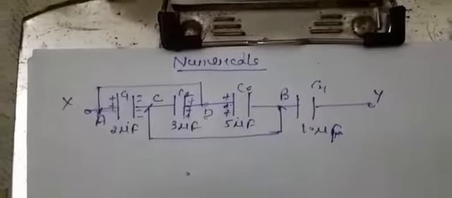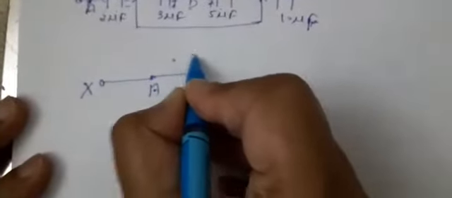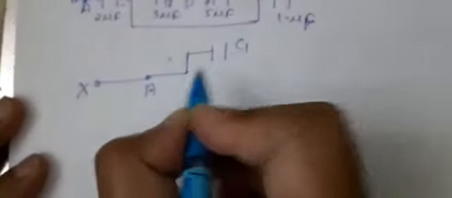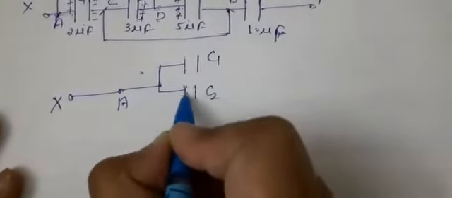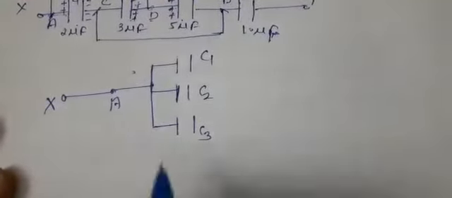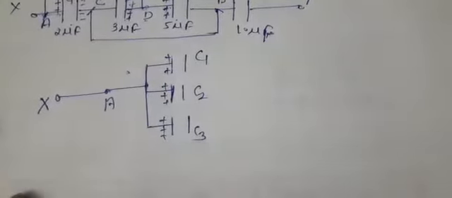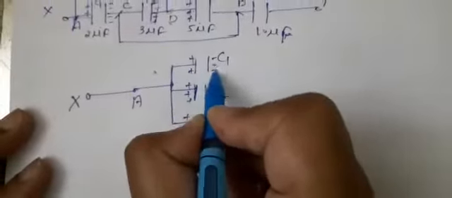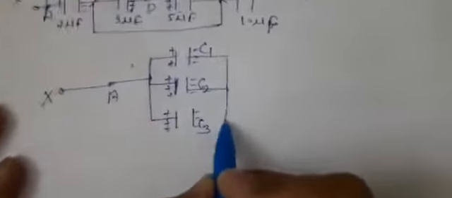So now let me redraw it. This is terminal X, this is point A. For C1, one plate is connected to point A, for C2 another plate is connected to point A, and for C3 also one plate is connected to point A, and all of these have positive charge. We don't know the amount of charge present here, we are not finding the charge here. So obviously when this is positive, the second plate will be negative, and these are all connected to terminal P.